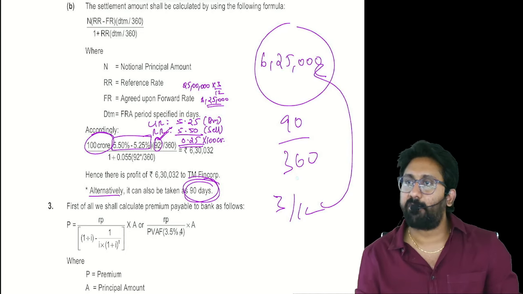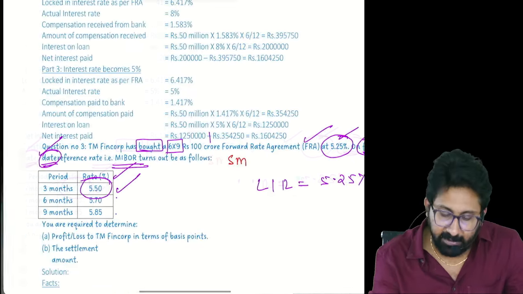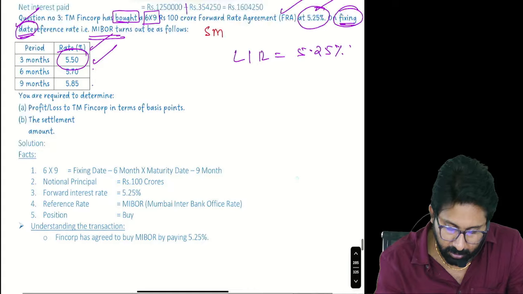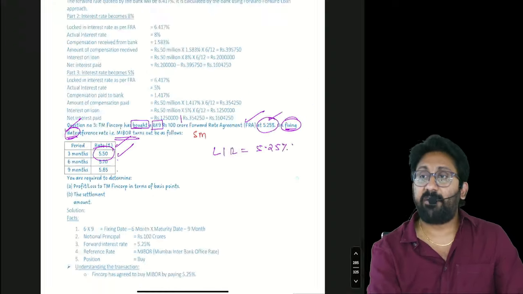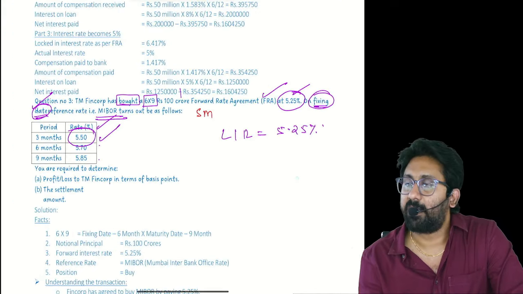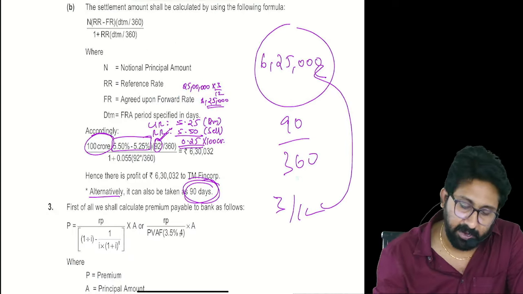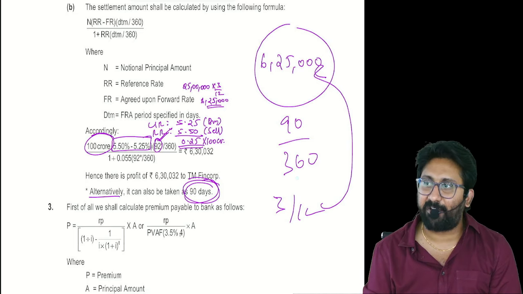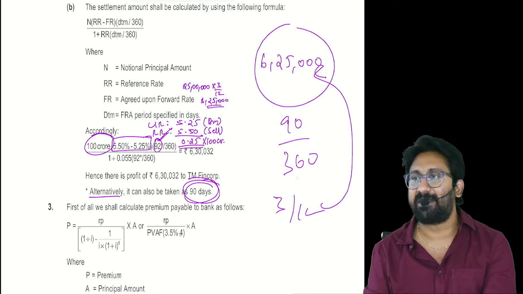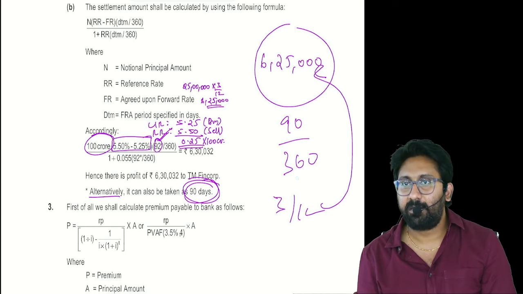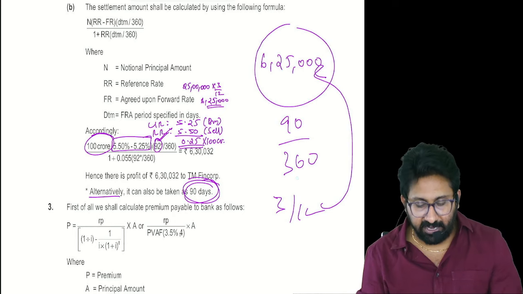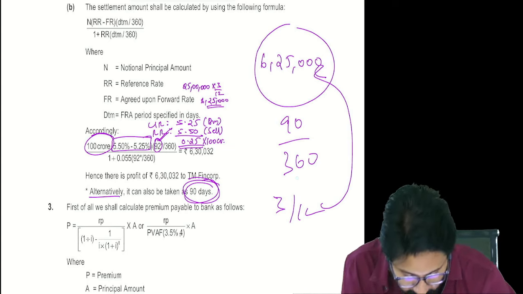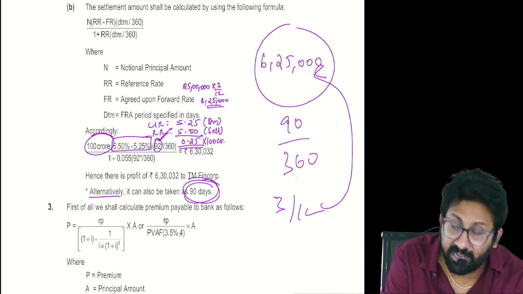This is the end of forward rate agreements. In the exam, if a question comes, you should be very careful in doing the answer. Please note it down. Don't mug up the formula, N into RR minus FR, DTM by 360. Without that formula, you can do the answer. So up to here, everyone understood the concept clearly?